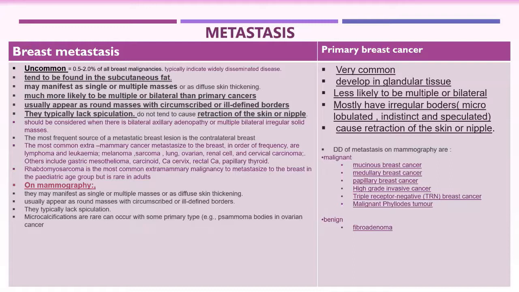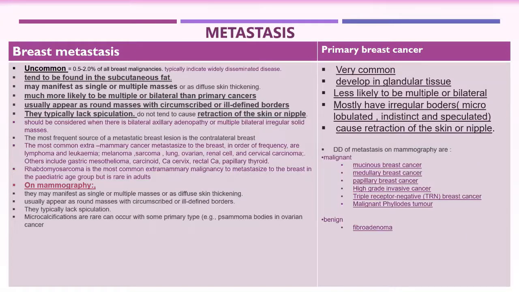a primary lesion. However, some of the malignant lesions might have the characters of metastasis, seen as circumscribed, regular, oval, or rounded lesions, as we described before: the mucinous, medullary, papillary, phyllodes, and high-grade invasive, and especially the triple receptor negative breast cancer. They can present like the metastasis or even like fibroadenoma. Okay, so we have to be cautious.